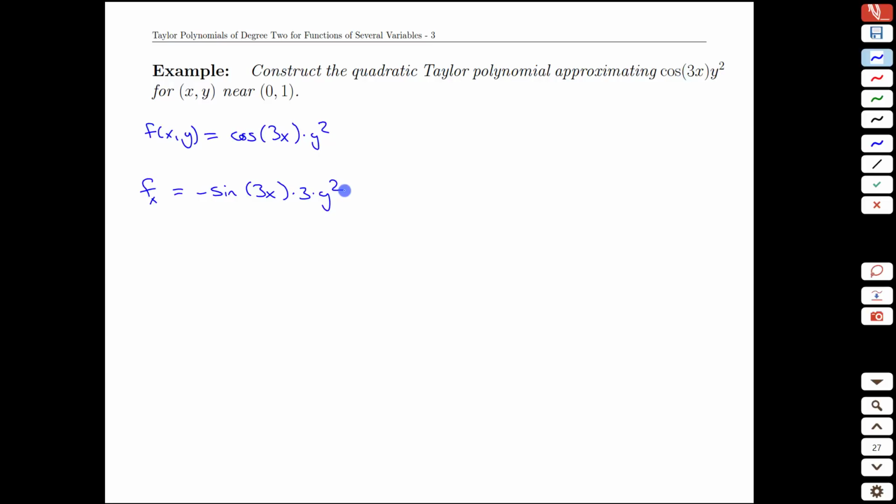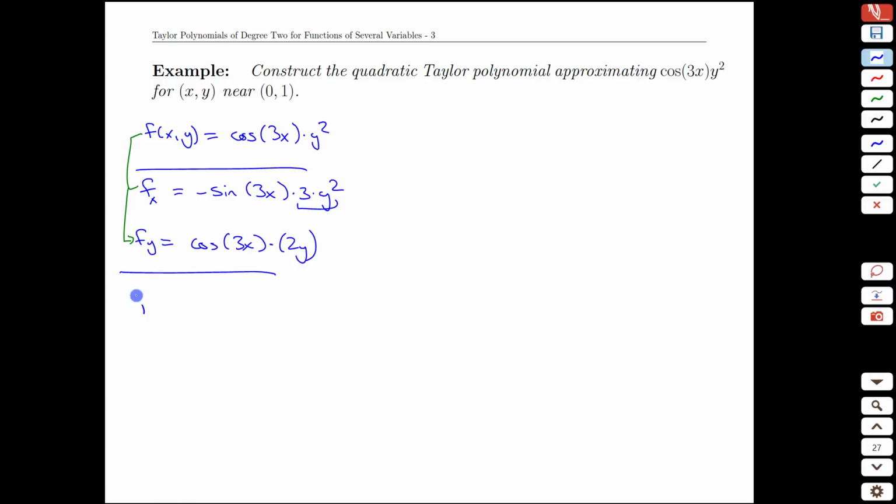Then we take the y derivative, and just be careful where we're going from. We're going back to the original function. And so we take the y derivative of that. It's just the external y squared. The 3x is a constant multiplier. So we get cos of 3x times 2y.